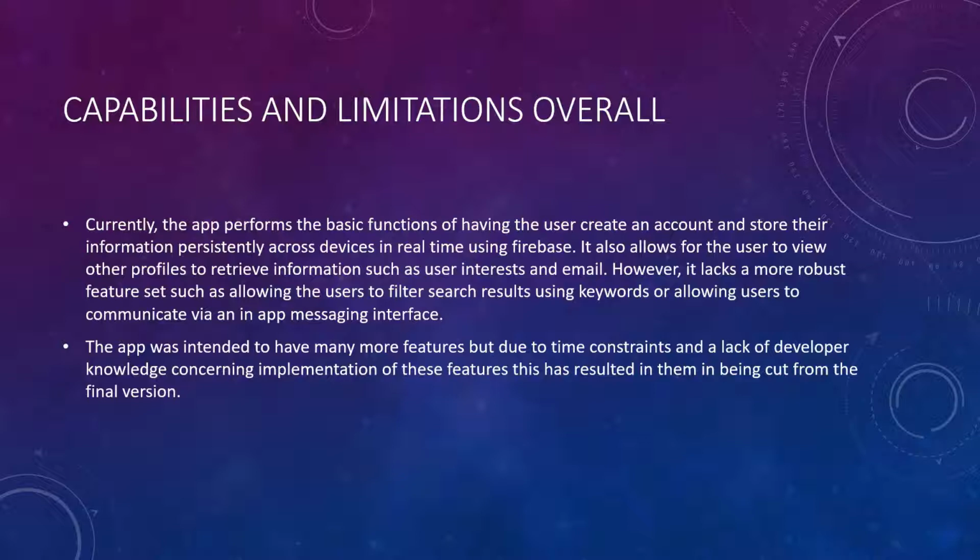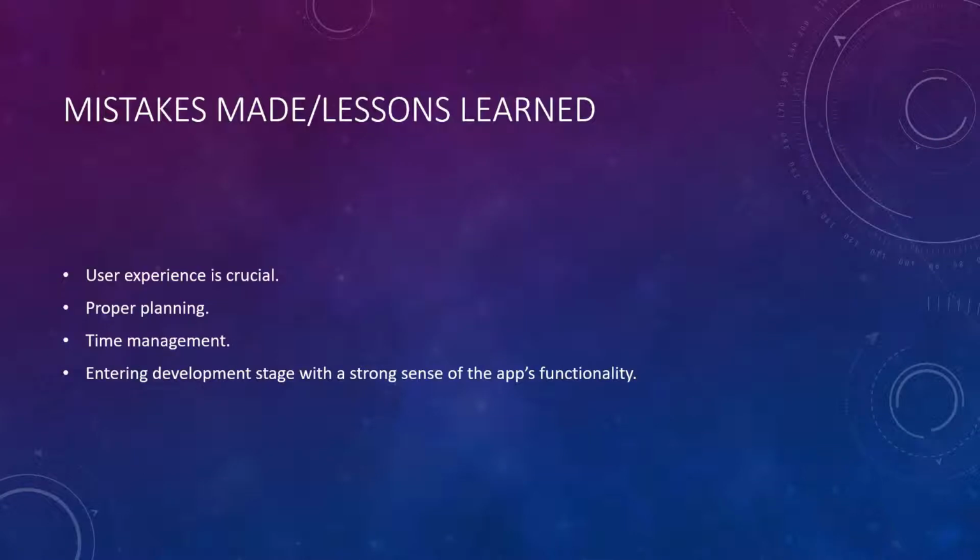And these features were actually intended to be in the app, and due to time constraints and the lack of my own knowledge developing these sorts of features, they've been cut from the final version. This is because we've never really dealt with messaging or complex searching algorithms using keywords, and I didn't really have enough time to research these topics before I could implement them into the app itself. So those are some mistakes that I've made, and so here are the lessons learned.